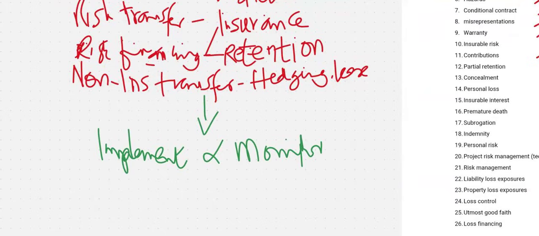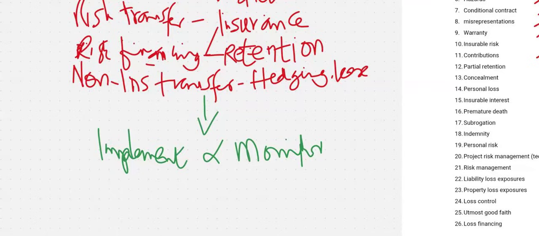So this is the loss exposure you identified. You analyzed it. This is a technique you have adopted. You implement it. Then you monitor whether indeed the technique or method or measure you adopted is addressing the loss exposure issue which you have identified. Are we good? Yes, please. So we are done with the ISM.